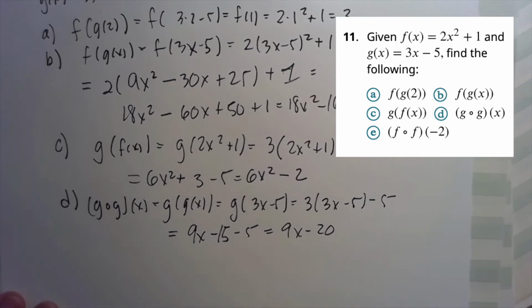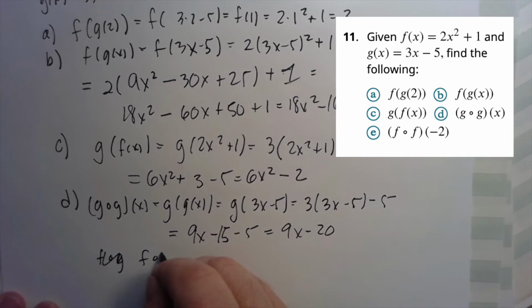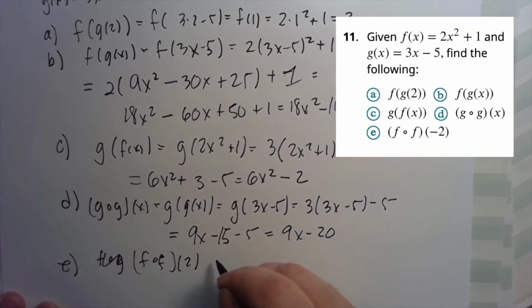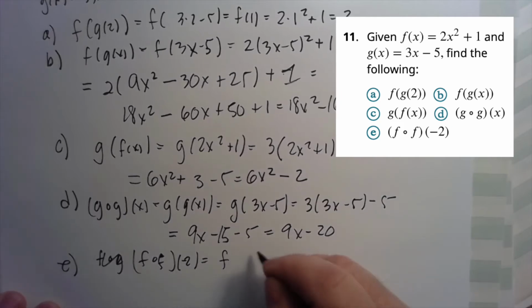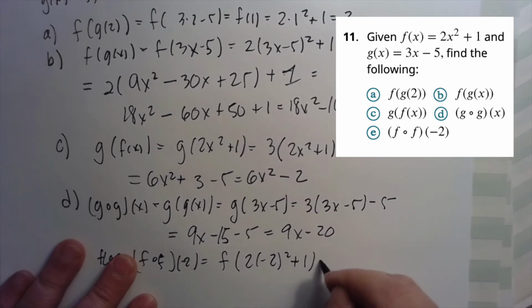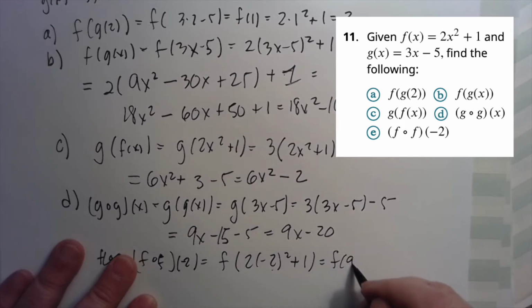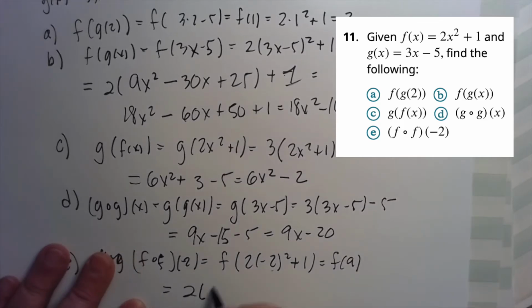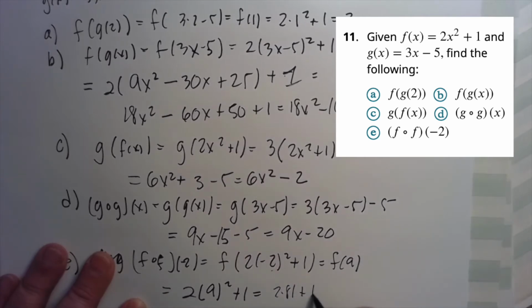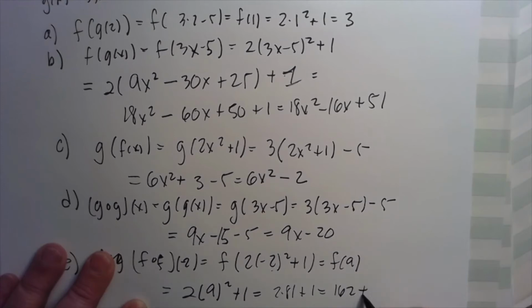Alright, and then the last one, f composed with f of negative 2. So we get f of 2 times (negative 2) squared plus 1, which would be, what's that, 4 times 2 is 8, plus 1 is 9. So this would be 2 times 9 squared plus 1, which is 2 times 81 plus 1, or 162 plus 1, which is 163.